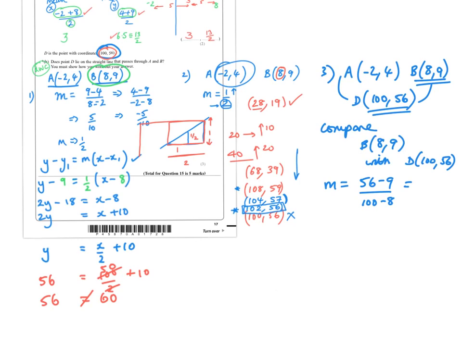And then 56 minus 9, well, that's 47. And 100 minus 8 is 92. And that does not equal a half because you'd have to be 46 out of 92 to be a half, because 2 times 46 is 92. So as long as you showed your working out, you'd be okay.